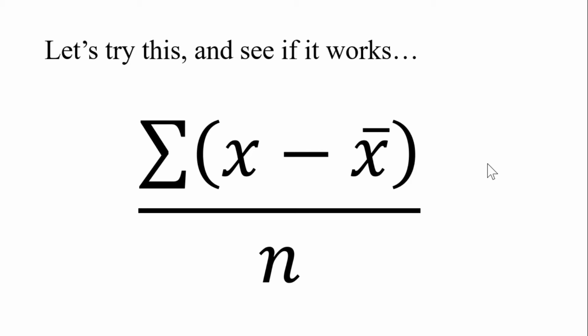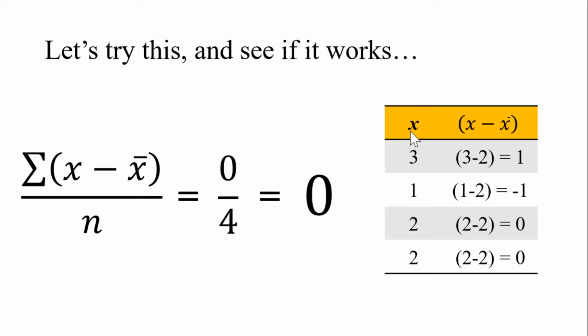So what happens if we do that? Let's calculate it out. First I took my data set, 3, 1, 2, 2, same as before. And for each data point, I said, I'm going to take this data point minus the mean, and I'm going to get some number. So 3 minus 2 is 1, 1 minus 2 is -1, 2 minus 2 is 0, 2 minus 2 is 0. And so now I have my distances from the mean. If I add them up, I get 1 plus -1 is 0 plus 0 plus 0, so that's all 0. And my n hasn't changed, it's still 4. So now this would be 0 over 4. And if I calculate that out, I get a 0.